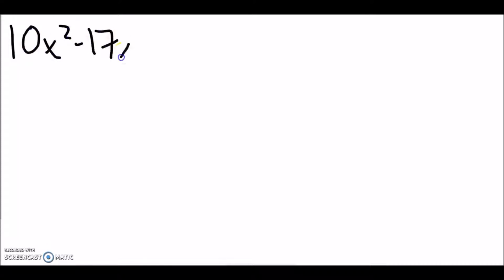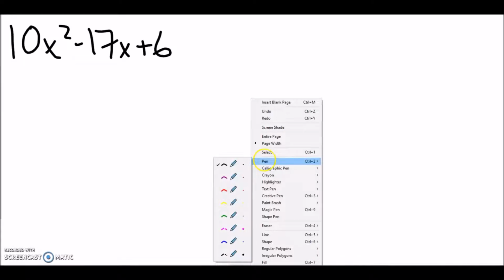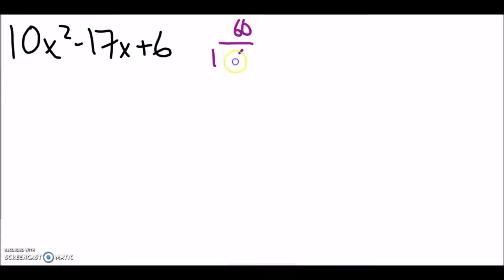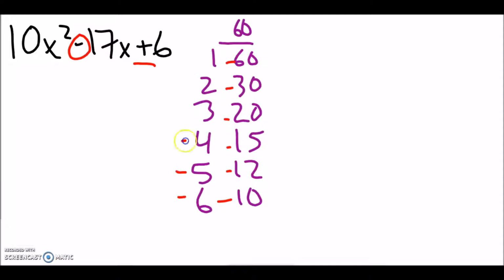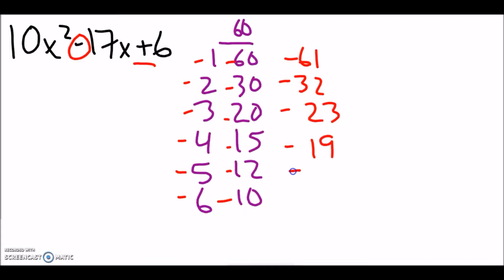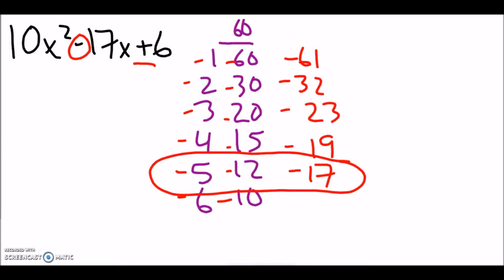10x squared minus 17x plus 6. Multiply a and c. That gives me 60. List my multiples. 1 and 60, 2 and 30, 3 and 20, 4 and 15, 5 and 12, 6 and 10, 7, 8, 9, no. Okay. Figure out my signs. Since this is positive, they have to be the same sign. So I look here to figure out the sign of my right column. And again, they have to be the same. Add up my rows. Negative 61, negative 32, negative 23, negative 19, negative 17. Stop, because that's what I need. Don't keep adding once you get what you need.